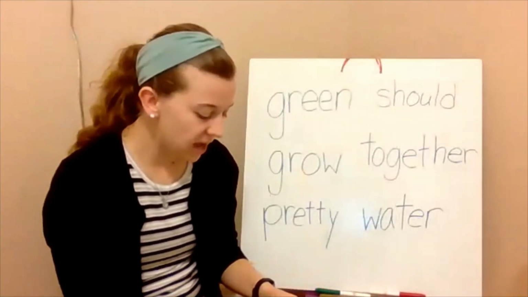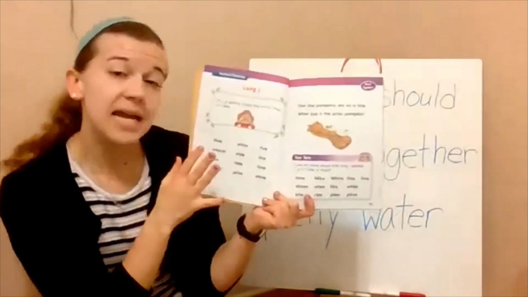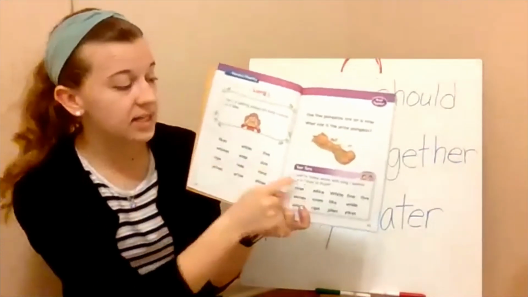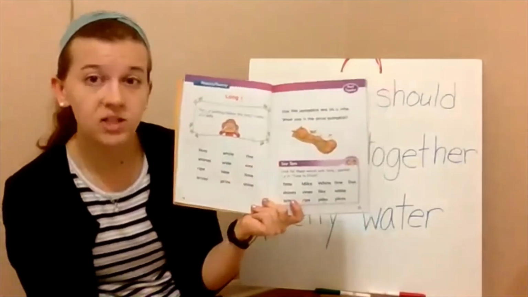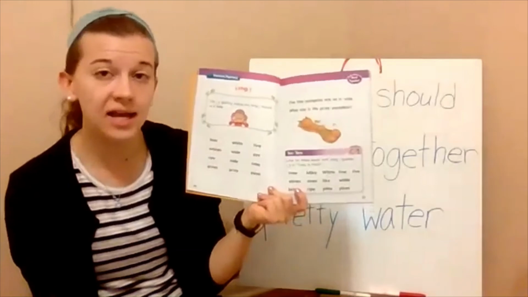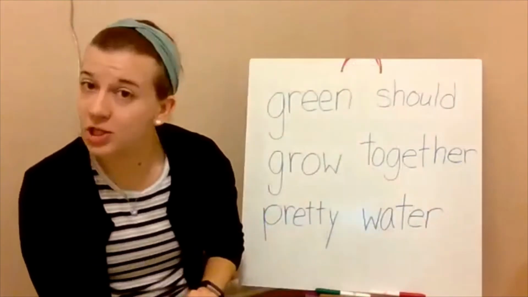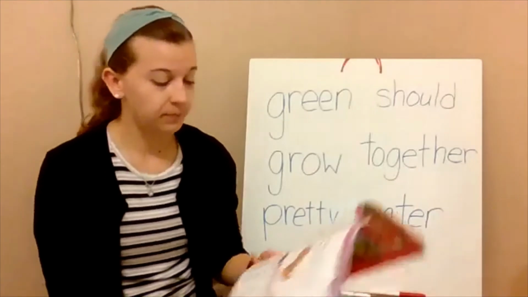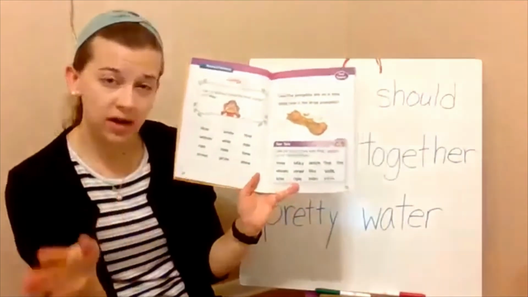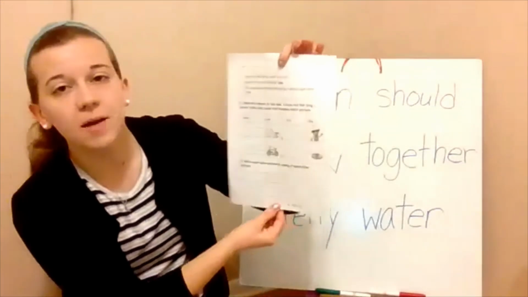Then on the next page, there are some long I words. It is optional to read these pages, okay? So it's your choice. You can read them to practice the long I, or you don't have to, because you're going to be doing a worksheet about long I as well. So you can do these, but you don't have to. But you do have to do a worksheet about long I.